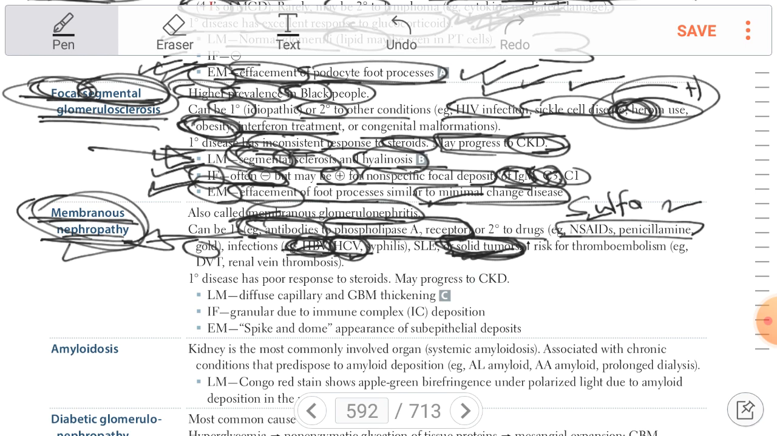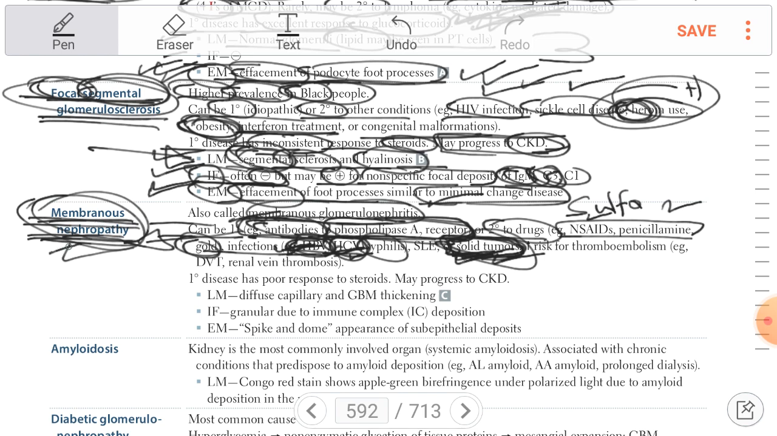So what is the case? It's membranous glomerulonephritis. So hepatitis B, hepatitis C, solid tumor. It's associated with antibodies against the phospholipase A2 receptor, and secondary to drugs like non-steroidal anti-inflammatory drugs, penicillamine, gold, and infection like hepatitis B, so important, hepatitis C, so important, and syphilis, and also solid tumor, so important. Solid tumor was what? Membranous nephropathy. Hepatitis B, hepatitis C was what? Membranous nephropathy. Antibodies against phospholipase A2 was what? Membranous nephropathy.